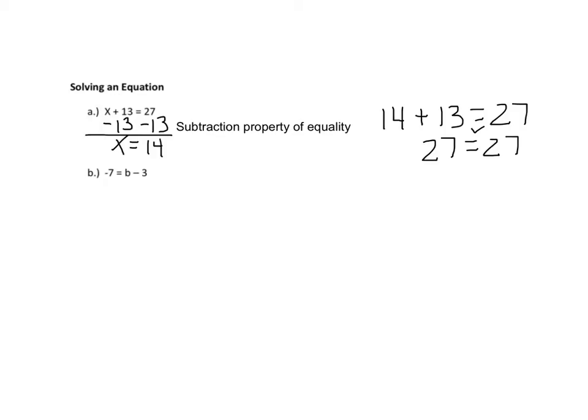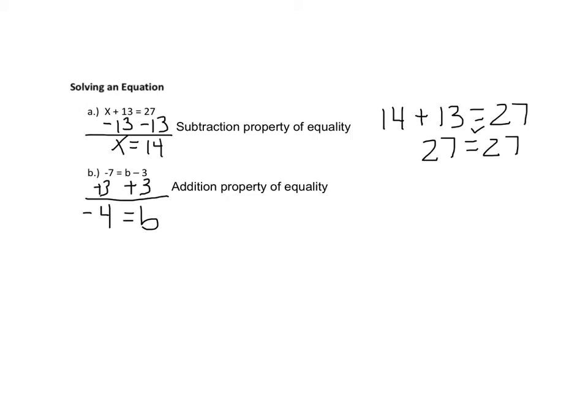Now in the second equation, our inverse operation is going to be addition. So we're going to add 3 to both sides. The reason that we add 3 and not -7 is because we're trying to isolate the variable b. Adding 3 to both sides, we end up with b equals -4. We can add 3 to both sides because of the addition property of equality.